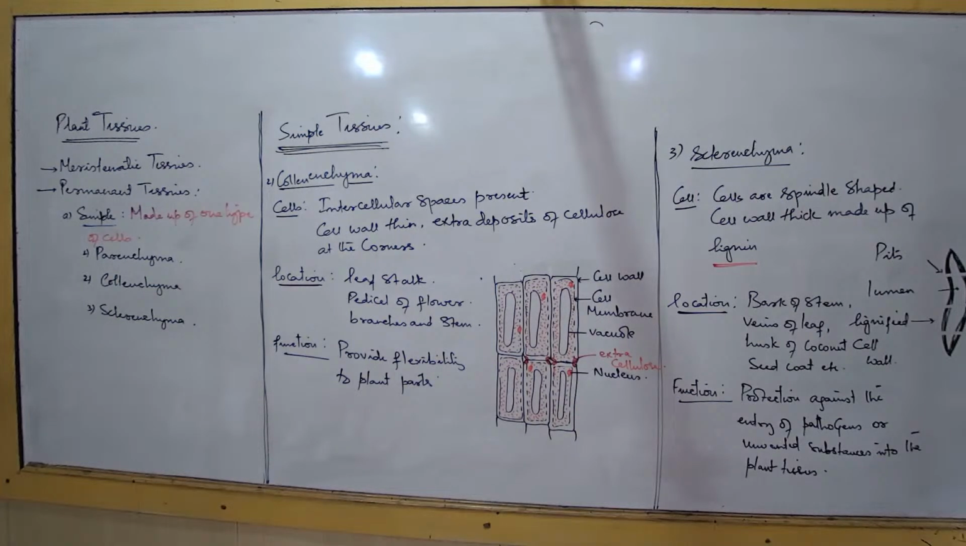Write down 2 differences between collenchyma and chlorenchyma. Make a table fast. Make a table, chlorenchyma, collenchyma.